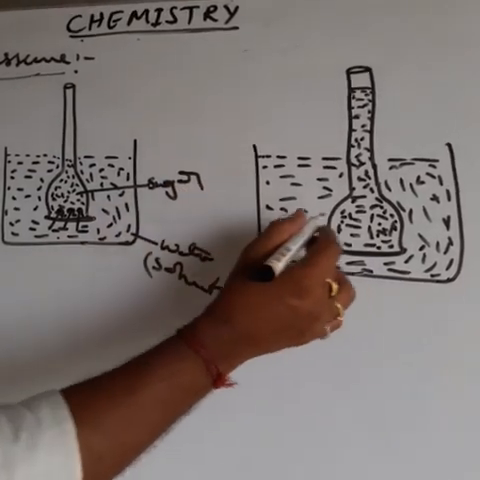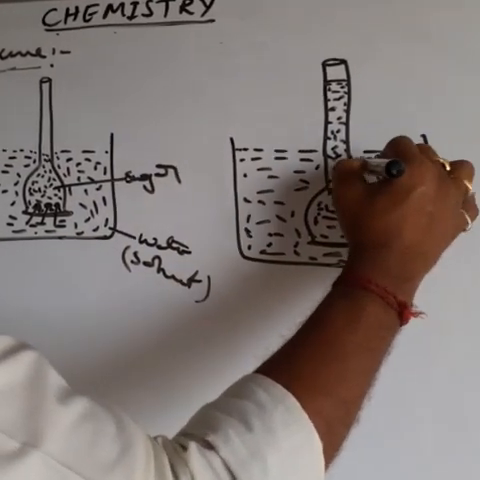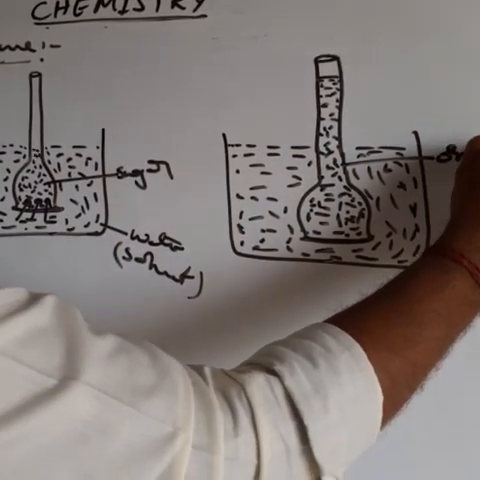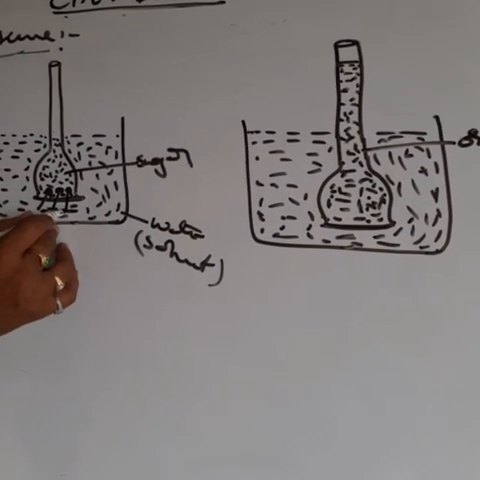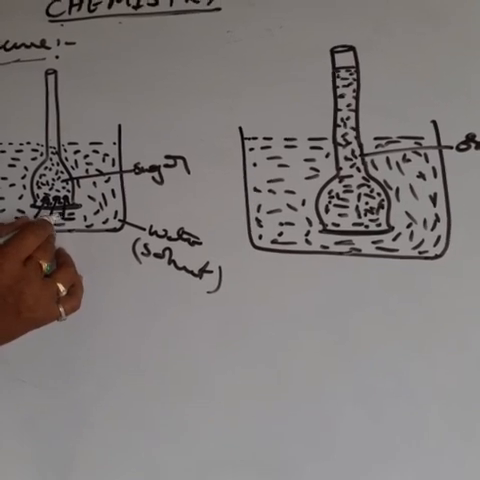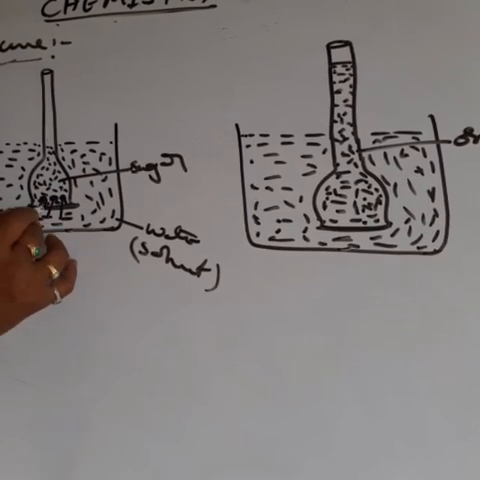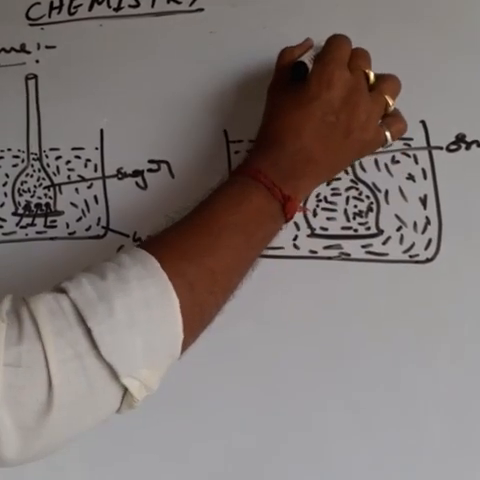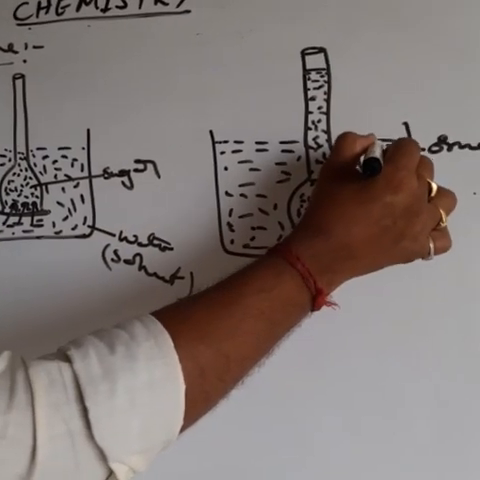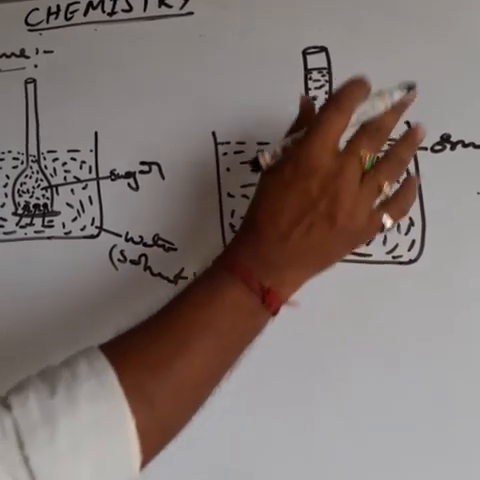This process is called osmosis. What is osmosis? The flow of solvent particles from the less concentration to the more concentration through the semi-permeable membrane. It causes the sugar level in this thistle funnel to increase. Here the water level is a little bit decreased. This phenomenon is called osmosis.